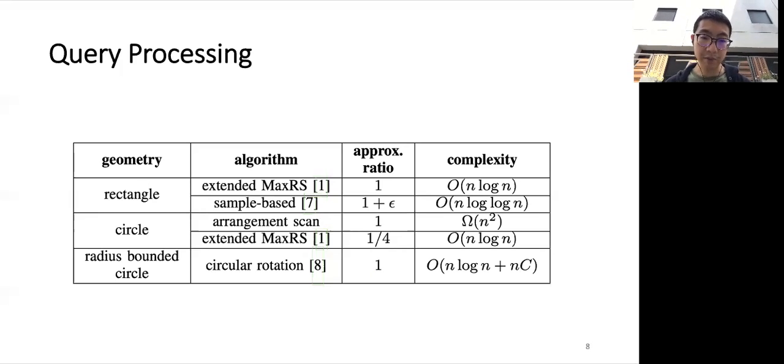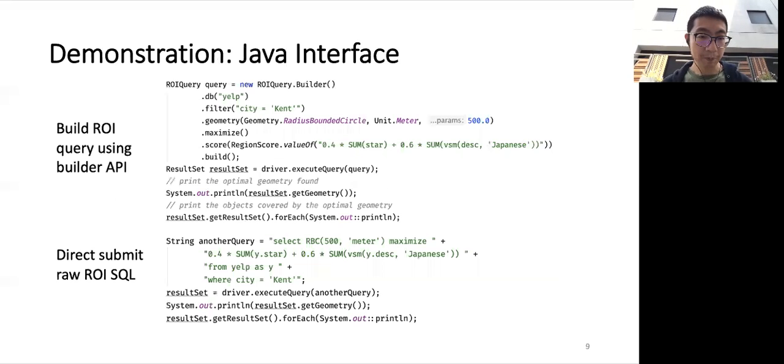The ROI search algorithms vary for different query geometries. So this table summarizes the algorithms we used to answer ROI queries under different scenarios. For fixed size rectangle or fixed radius circle, we modify the existing solutions to enable customized score functions. As for the case of radius bounded circle, we propose a novel exact solution based on a technique called circular rotation, where the details can be found in the reference of this presentation.